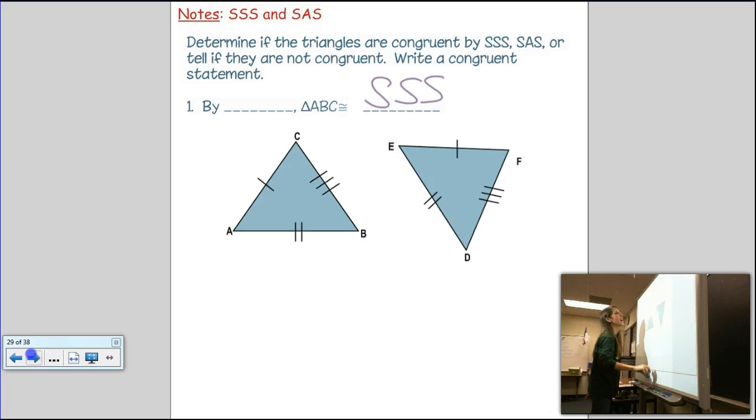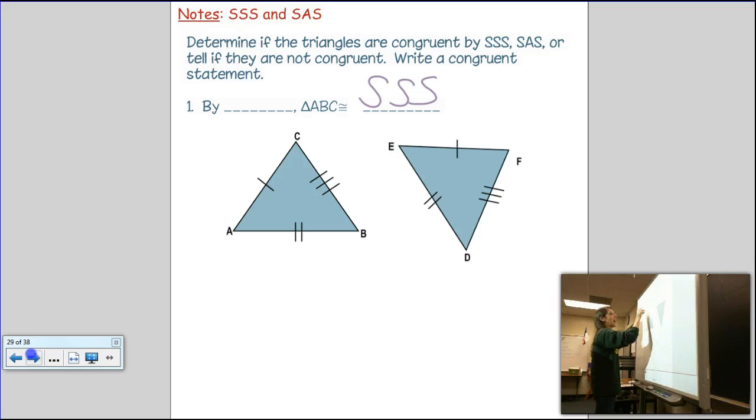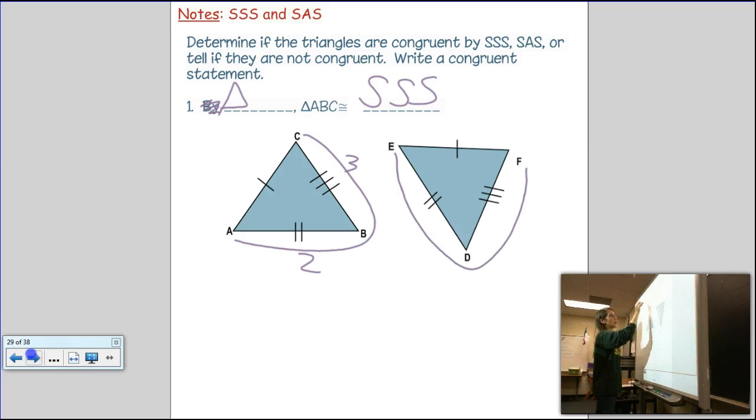Oops, I'm sorry. Are yours the same as mine? No. Okay, so I'm going to switch mine on purpose so that it'll match yours. Side, side, side, and triangle ABC is congruent to triangle... You have to name it in order. ABC: you go across 2 tick marks and then across 3. Across 2, across 3. E, D, F. A lot of students have trouble with that. However you name the first one, you have to name the second one.